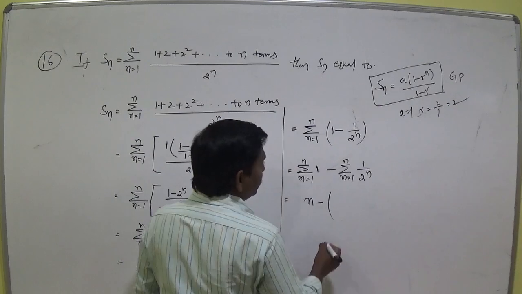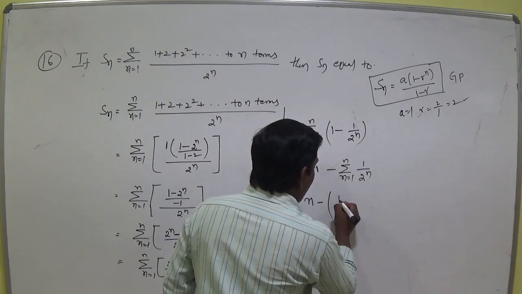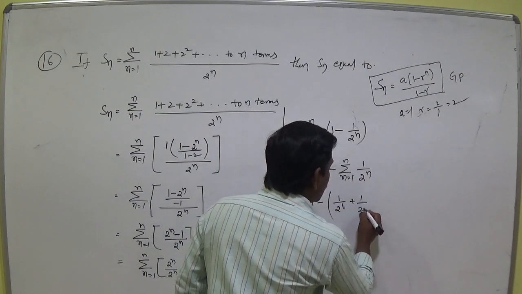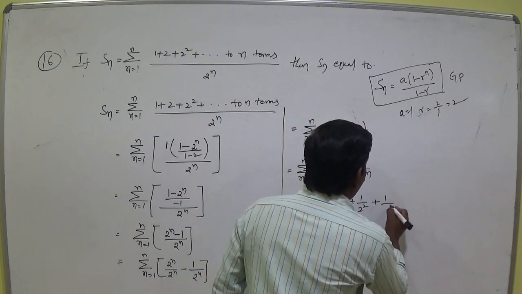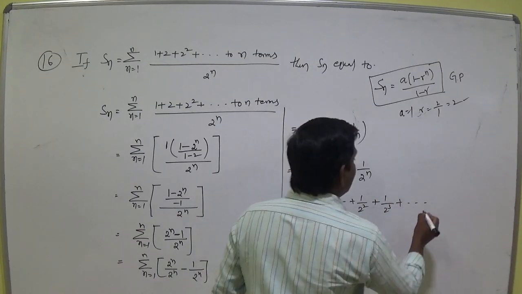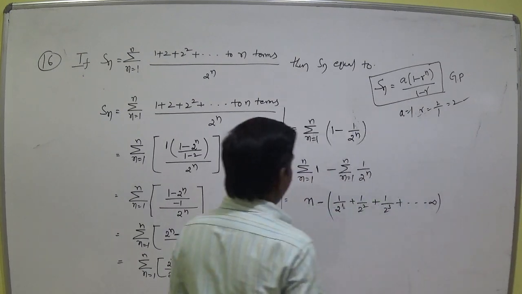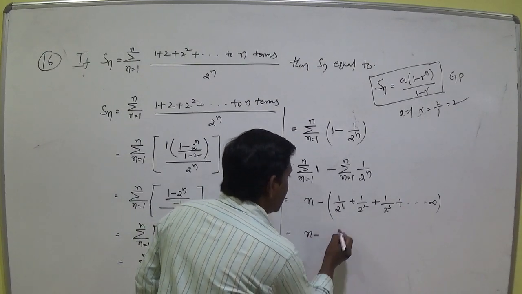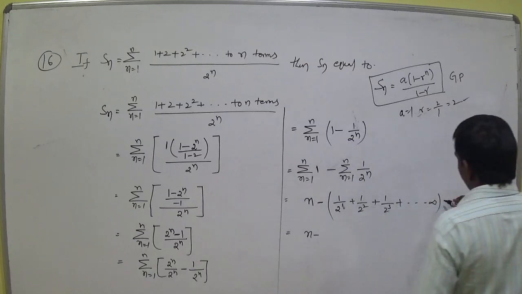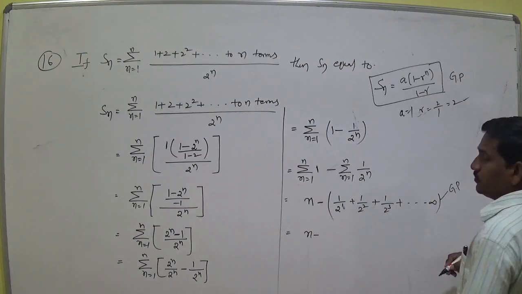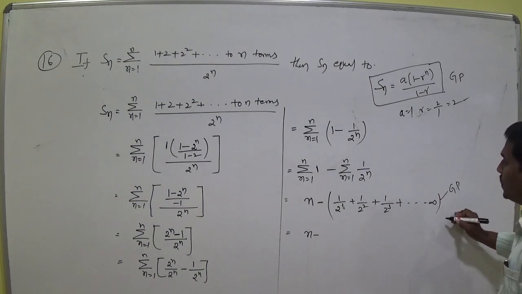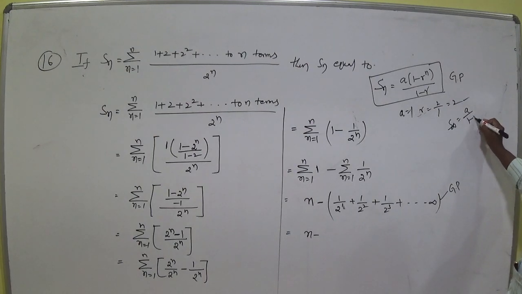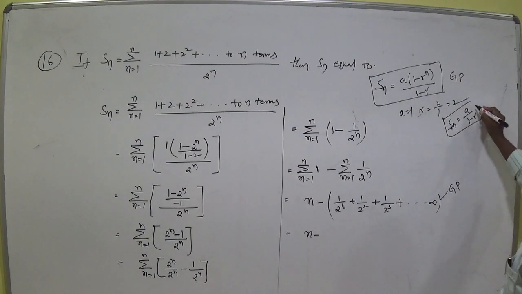Minus of sigma means 1 by 2 power 1 plus 1 by 2 square plus 1 by 2 cube plus so on to infinity. So it is in GP. The sum of infinity in GP. What is the formula? S infinity equal to A by 1 minus r.